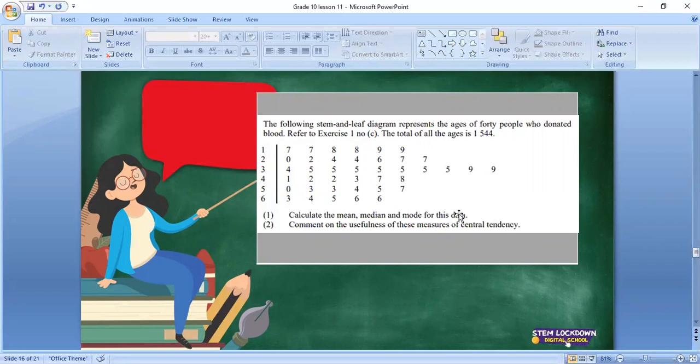To find the mean, what do you do? The mean is the sum of data over the number of data. The sum of data has been given. The total age has been given as 1,544. To find the mean, you want to ask how many data are there? 40. So basically our mean equals 1,544 divided by 40. And that will give you our mean value.